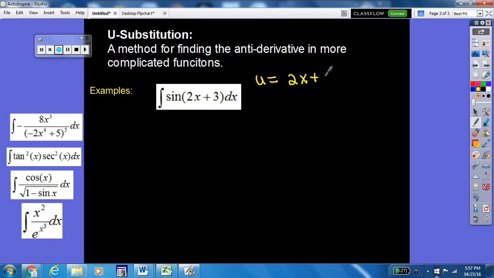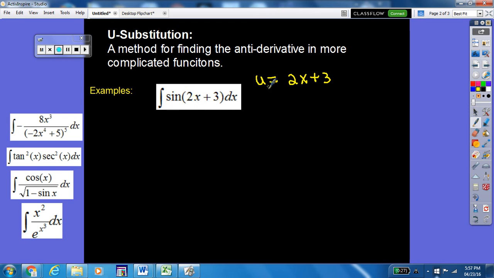I have two little rules that I use for picking u. First of all, I pick the function that is in the most complicated position. In this case, 2x plus 3 is inside of sine. I also like to pick a function whose derivative is located somewhere in the expression. Now, the derivative of 2x is simply 2, and it does not have an x. You notice that there's not an extra x outside, and that tells me that I picked the right thing. As I go through the example, you'll see what I mean.